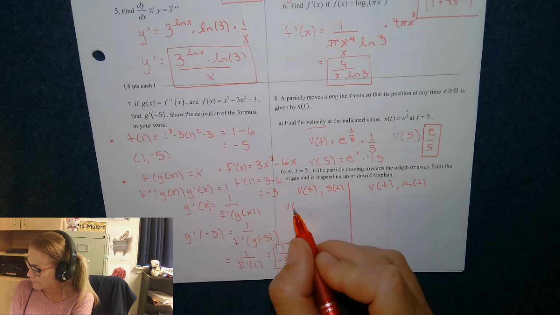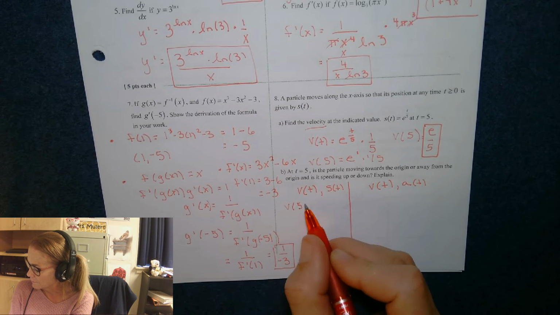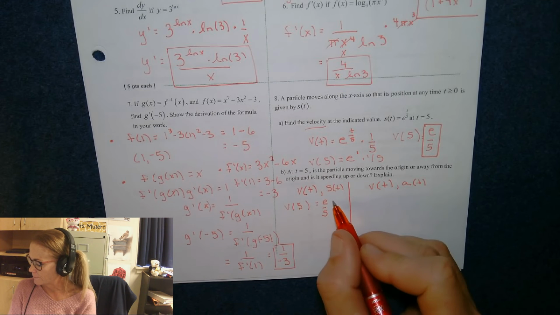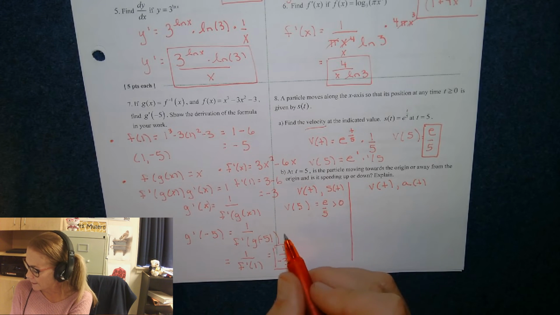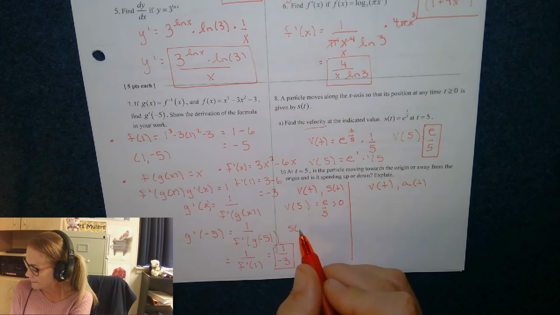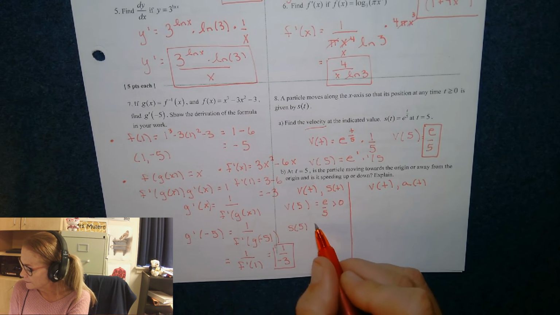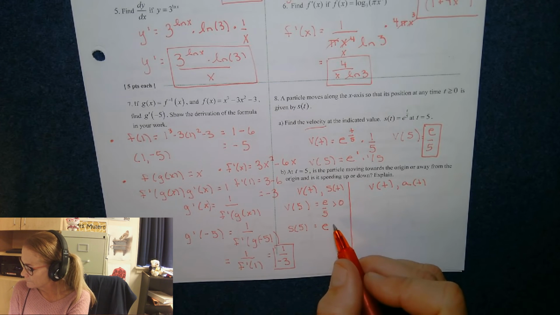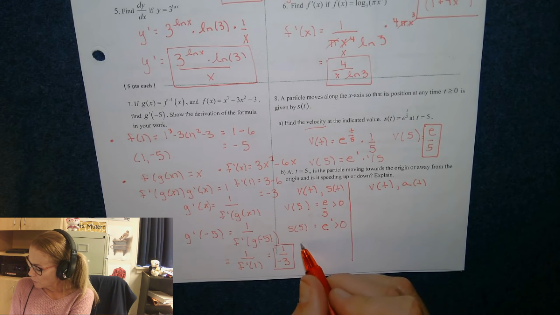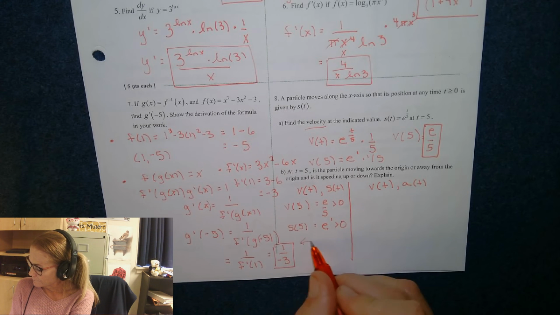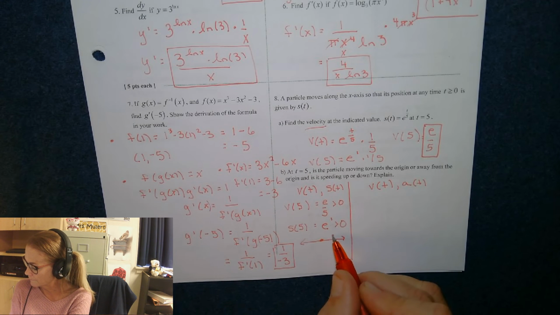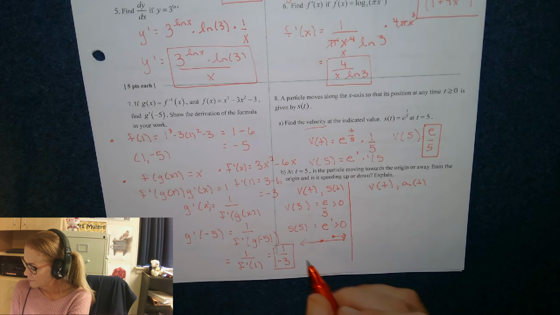So v of 5 is e over 5. Okay, so that's 2.718 over 5. That is positive. So it's moving in a positive direction. And let's see what its position is. Its position is e to the 5 over 5, which is e to the 1, which is also greater than 0. So it's starting to the right of the origin, starting somewhere over here, and moving in a positive direction. So this is away.